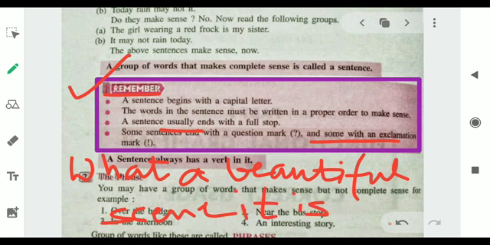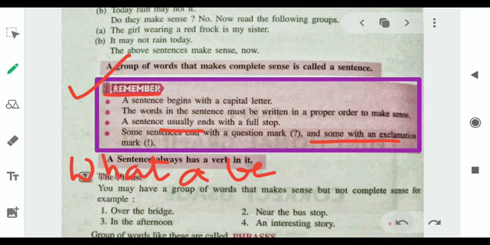Now over here students, am I going to put a full stop? No, I'm not going to put a full stop. Am I going to put a question mark? No, I'm not going to put a question mark. Instead, I'll put an exclamation mark because I'm expressing a feeling. And for that, I have to put an exclamation mark. Very good. Now, I hope you are all clear with all the 4 points mentioned in this box.